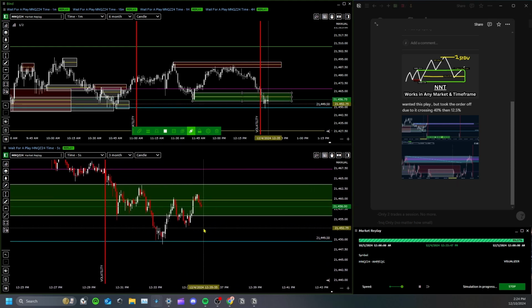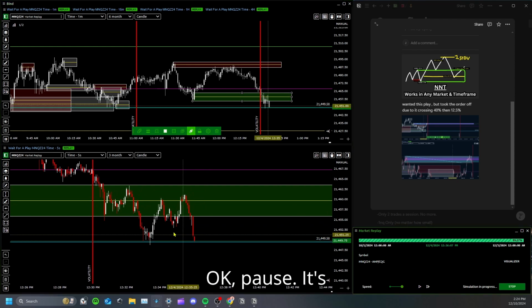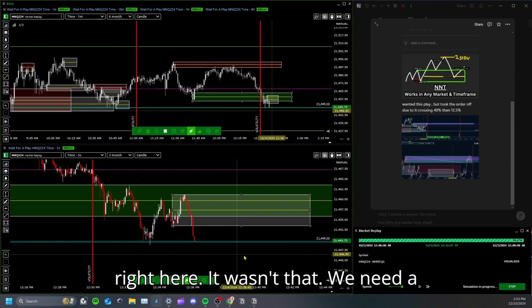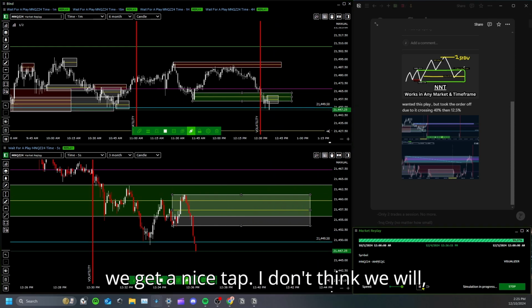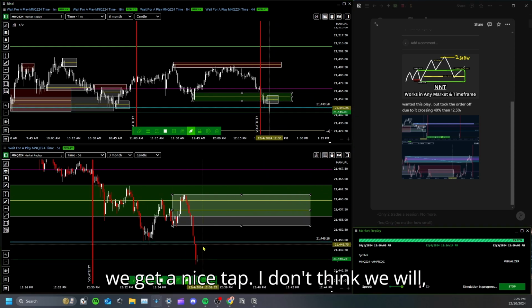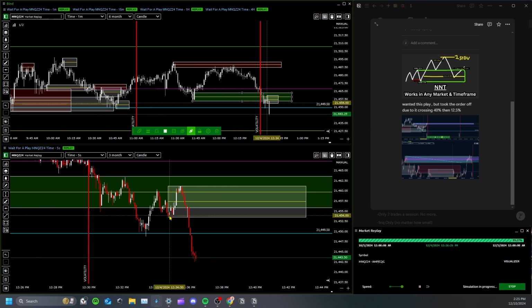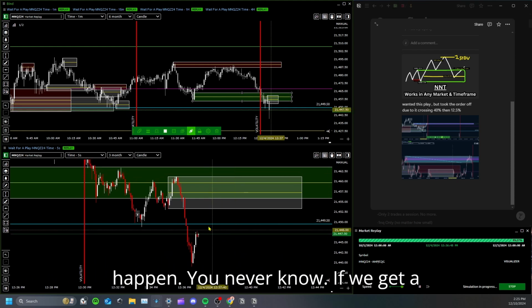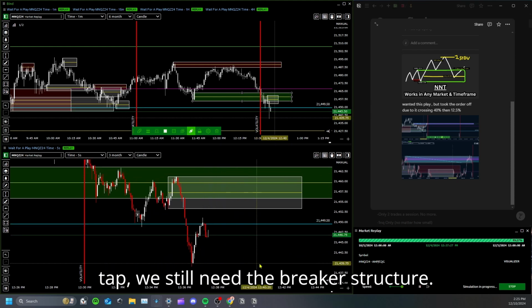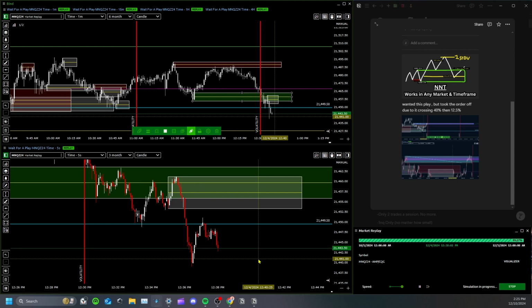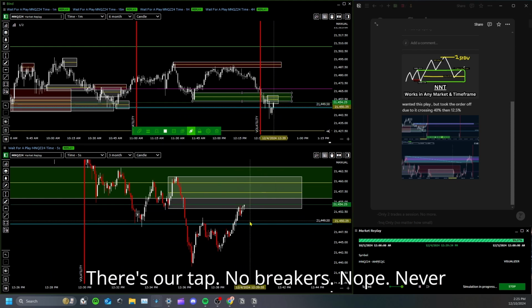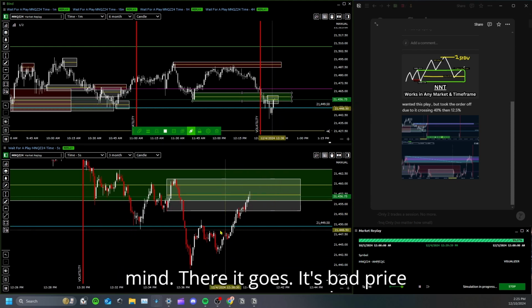Not all the time, but most of the time we will. Okay, pause. Right here. It wasn't that. We need a nice tap on it before we take it. See if we get a nice tap. I don't think we will though. We never know. If we get a tap, we still need the break of structure. No tap just yet. There's our tap. No breakers. Nope, never mind. There it goes.